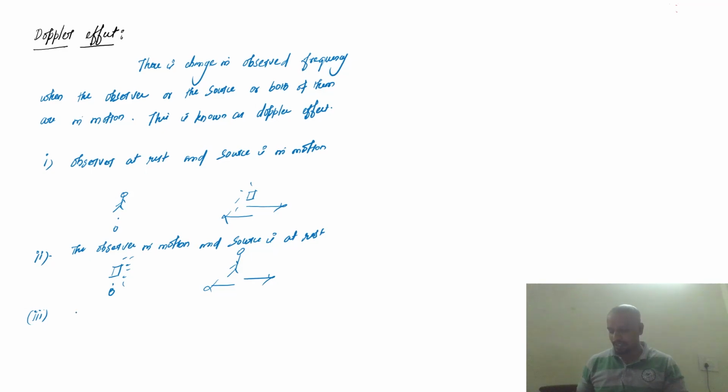The third case where we can observe the Doppler effect: both of them are in motion, the source and the observer. That means the observer may stand here, the source will be here, and they are moving in any of the directions. So in these three cases, we can observe the Doppler effect.